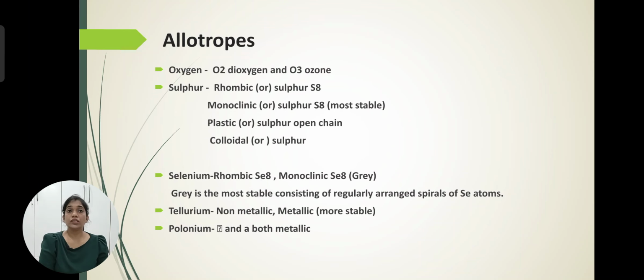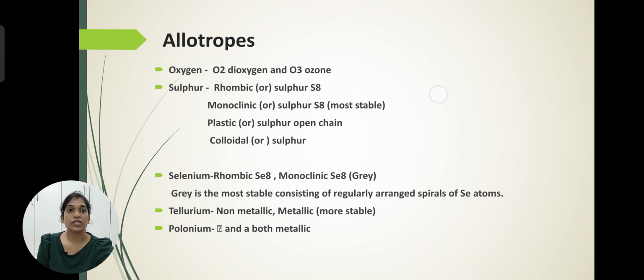Now next point is allotropes. So what are allotropes? The same element with a different form, we can call that allotrope. Oxygen is present in two allotropic forms, that is O2 and O3, that is dioxygen and ozone. We know all living organisms inhale O2. Oxygen is a very important part of our living organisms. Then ozone, we know the ozone layer. Then the allotropes of sulfur are rhombic, monoclinic, plastic and colloidal.